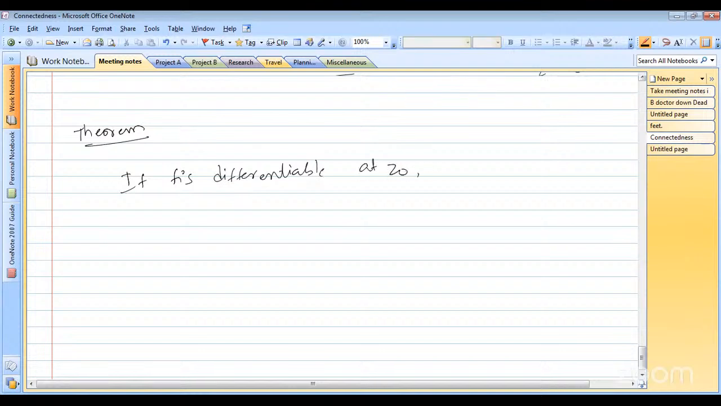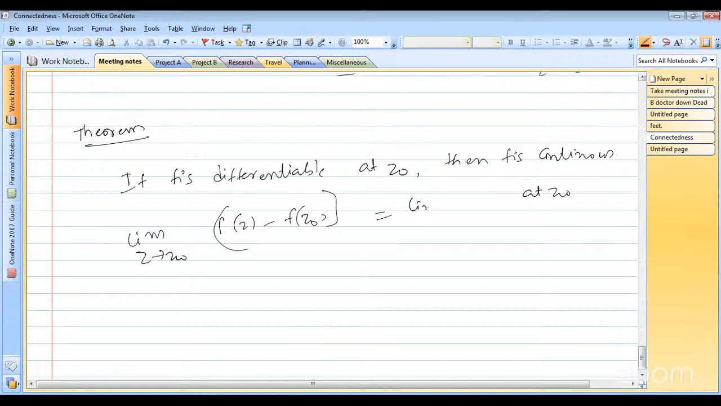z naught is continuous. So if it is differentiable at z naught, then it is continuous at z naught. Therefore, we are taking the limit as z tends to z naught of f of z minus f of z naught.